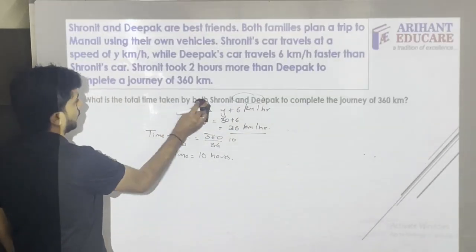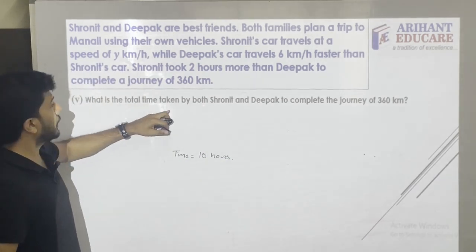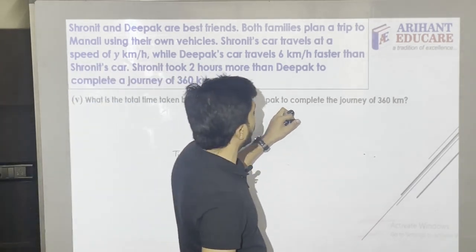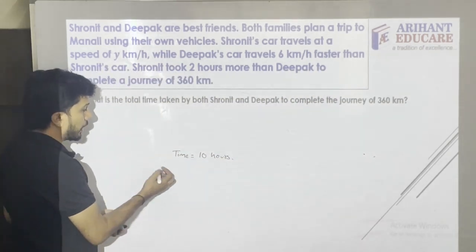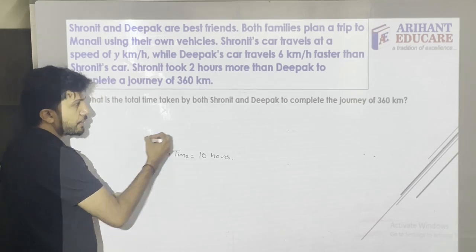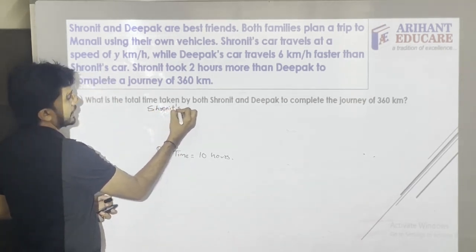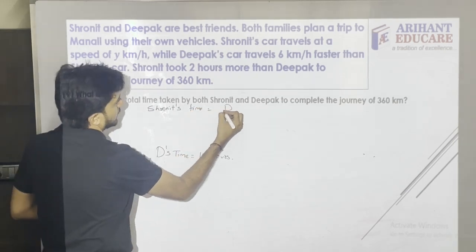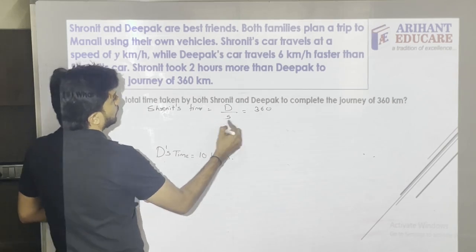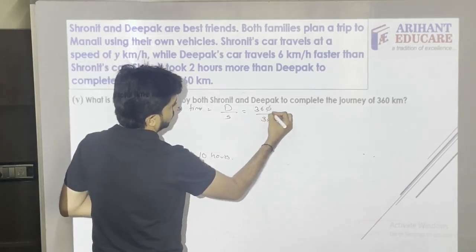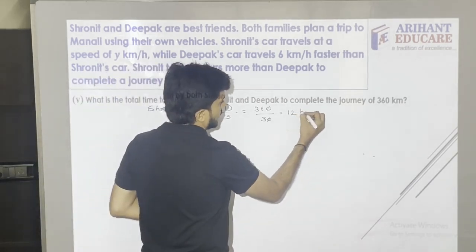What do we have over there? What is the total time taken by both Shronit and Deepak to complete the journey of 360 km? We already have the time taken by Deepak. Let's figure out the time taken by Shronit. Shronit's time will again be distance upon speed. The distance we both covered was 360. Speed that we have is 30. That is 12. So Shronit's time is 12 hours.